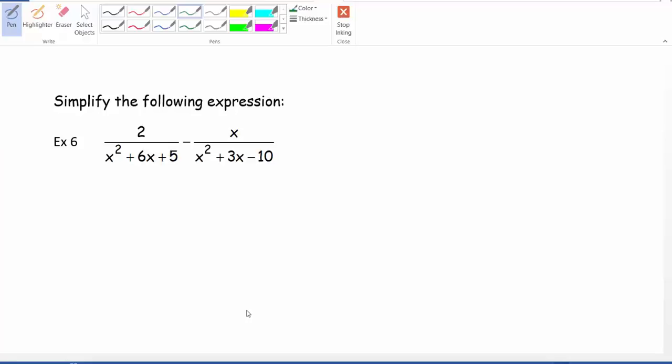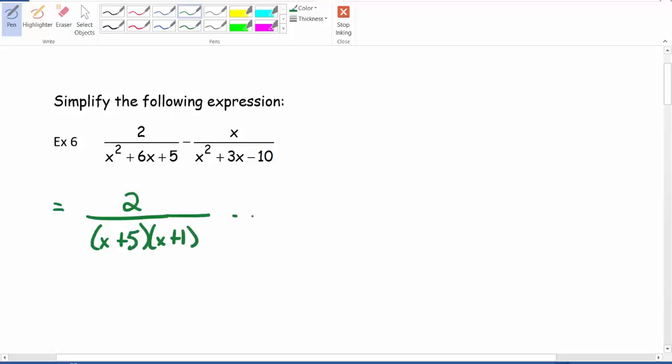Here we are at our example 6 from our 8.5 set of notes. We're asked to simplify the following rational expression with this operation happening. What we're going to do first is factor these two items. When we do that, we end up with 2 on top, still divided by x plus 5 times x plus 1, minus x over, factoring the bottom right, x plus 5 times x minus 2.